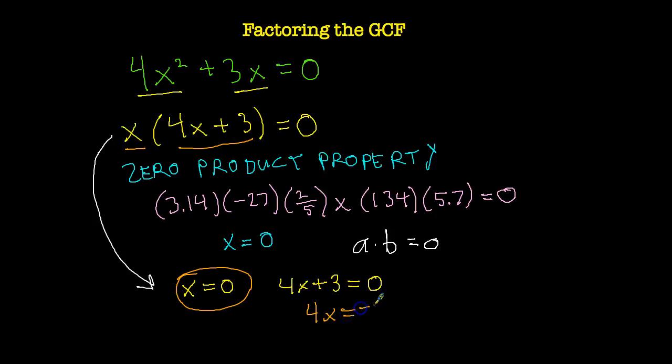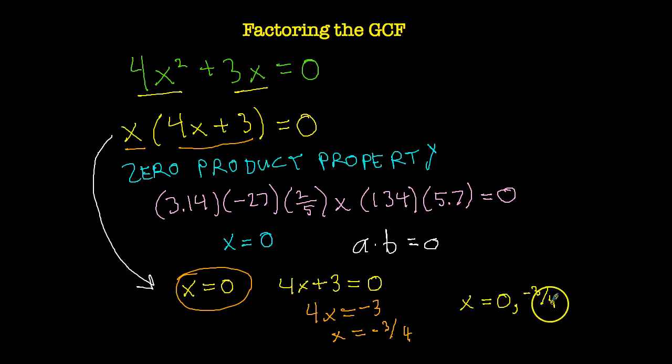Subtract 3 from both sides, divide by 4, and we get x equals negative 3/4. And also, of course, x equals 0. So we have a couple of answers here, and they will be x equals 0, comma, negative 3/4. Now, this is not an x-y ordered pair.